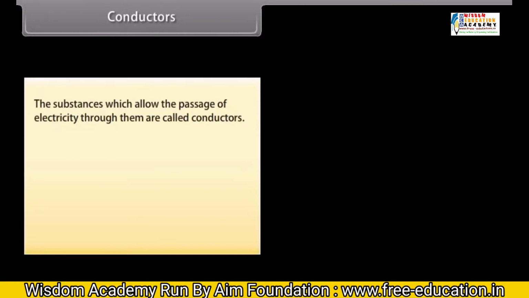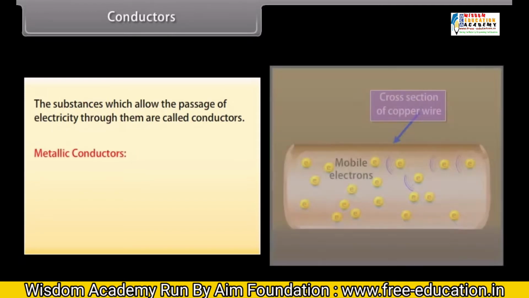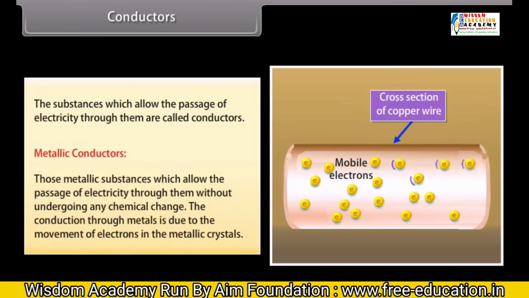Conductors. The substances which allow the passage of electricity through them are called conductors. The conductors can be classified into two categories: metallic conductors and electrolytes. Metallic conductors are those metallic substances which allow the passage of electricity through them without undergoing any chemical change. The conduction through metals is due to the movement of electrons in the metallic crystals, for example, copper and silver.